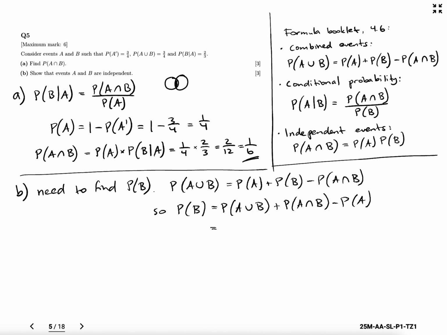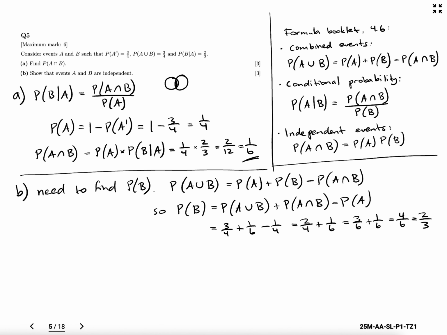And A or B has a probability of 3/4. A and B, we just calculated, was 1/6, and minus 1/4. And 3/4 minus 1/4 is 2/4 plus 1/6, which is also 3/6 plus 1/6, which is 4/6 or 2/3. Okay, so probability of B is 2/3.